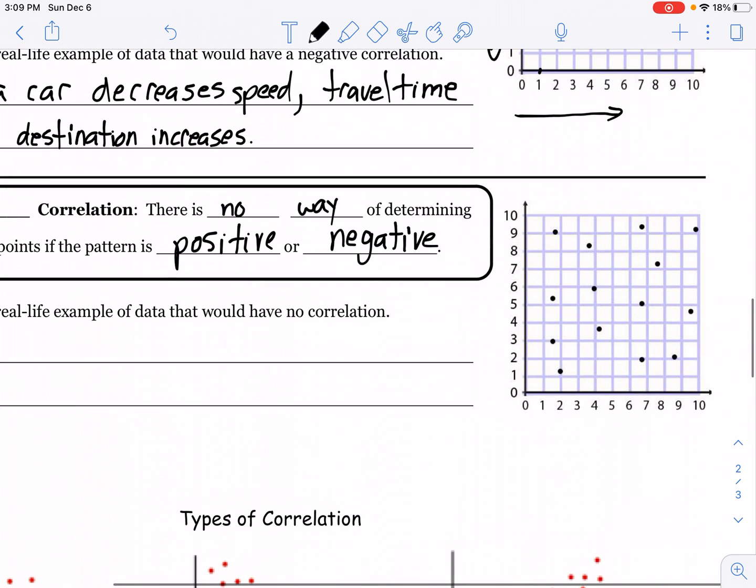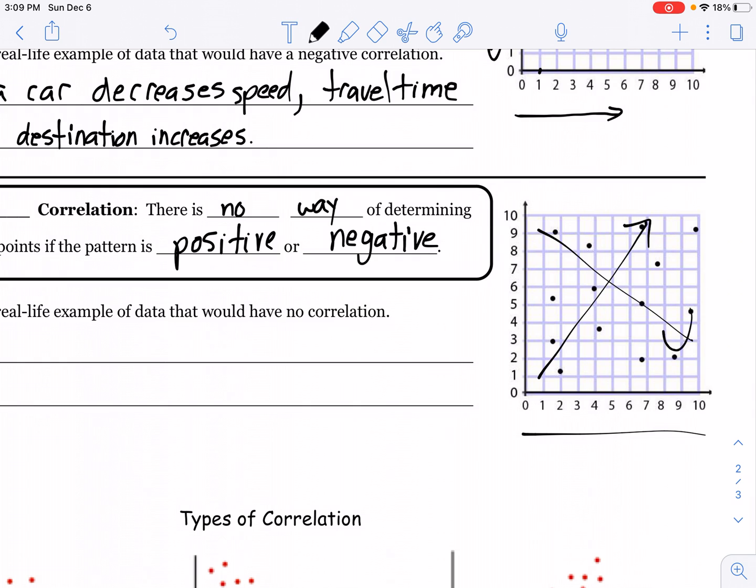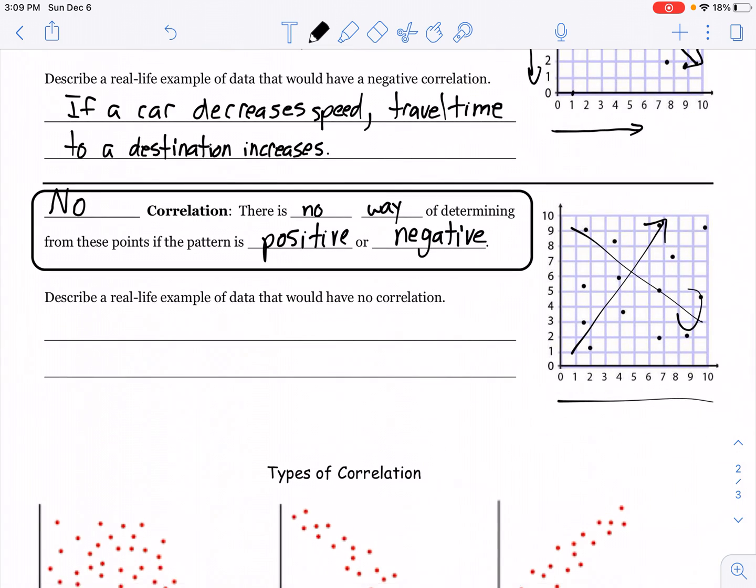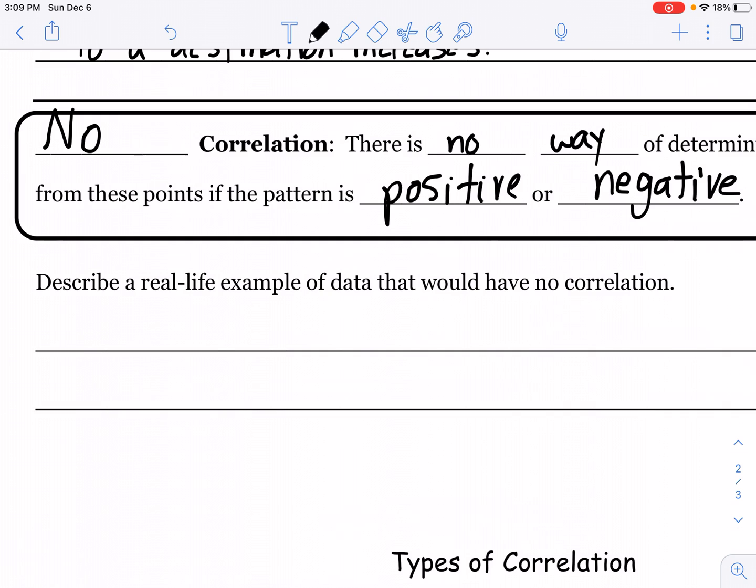For instance, if we look at this guy here, these points are so scattered, we have no way of determining are things increasing, are things decreasing. There's just no way to tell here, okay? So a real life example of that might be if you look at shoe size versus your IQ. Different individuals that have high levels of IQ versus low levels of IQ are going to have different shoe sizes. There's no discernible relationship there.